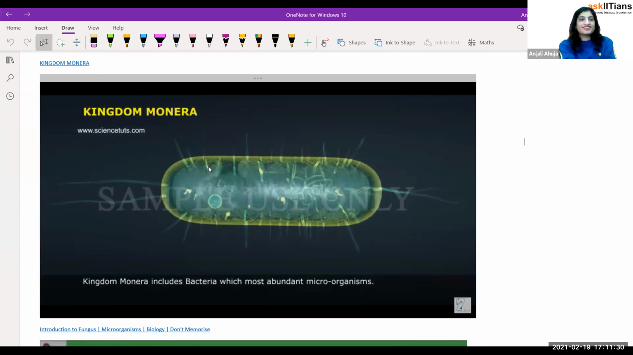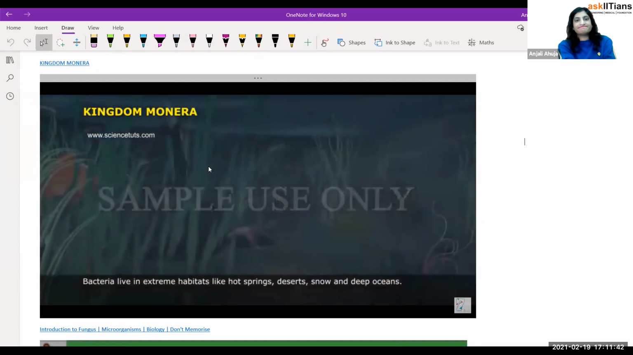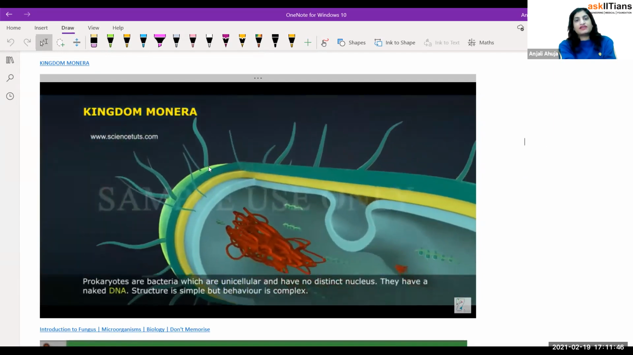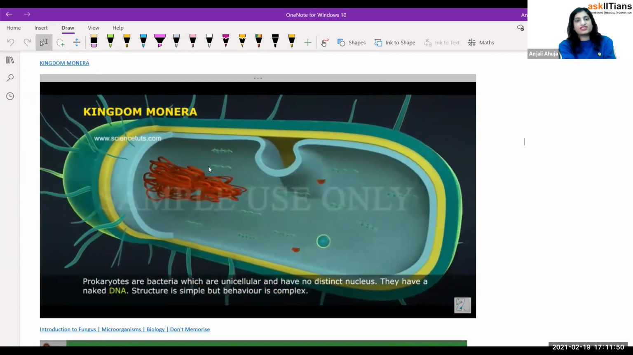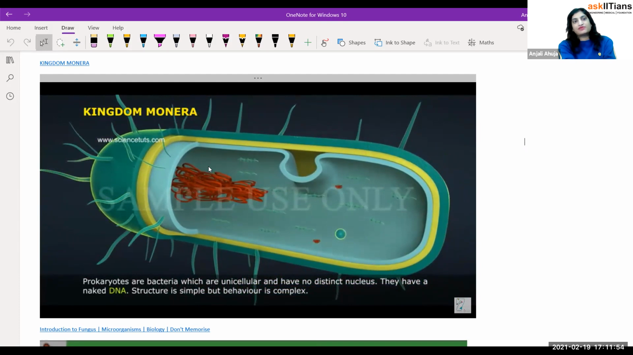Kingdom Monera includes bacteria, the most abundant ones. They live in extreme habitats: desert, snow, and deep ocean. Omnipresent, you can say. They are unicellular, have no distinct nucleus, and have naked DNA. The structure is very simple, you see, the diagram that I was talking about: capsule, cell membrane, cell wall, internally the nucleoid.